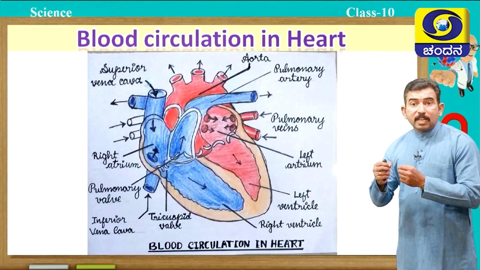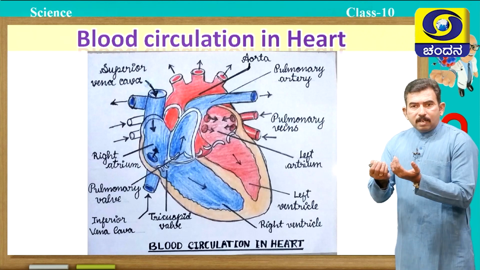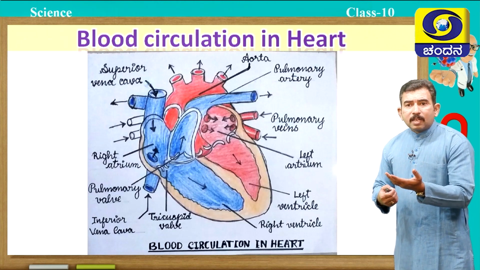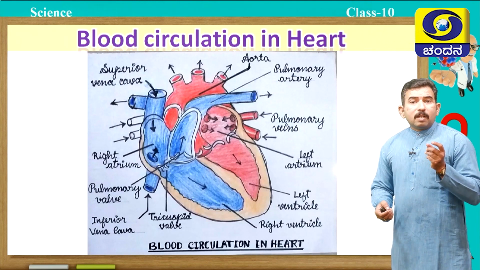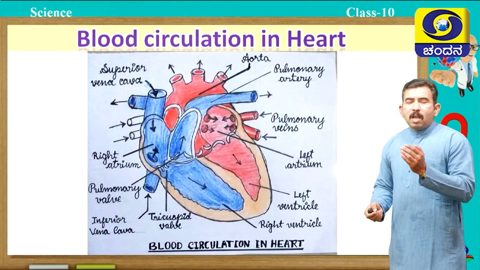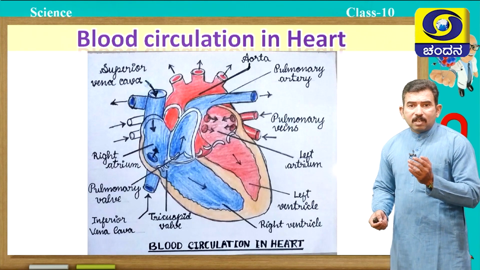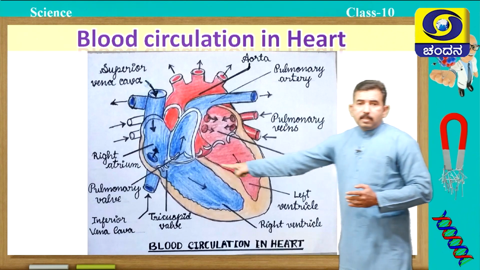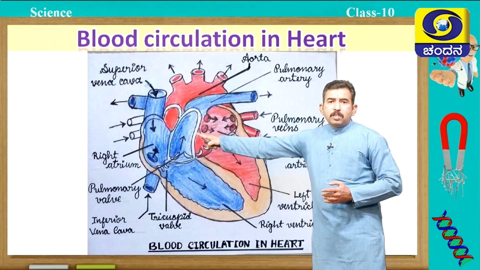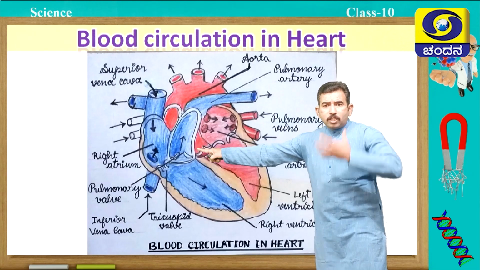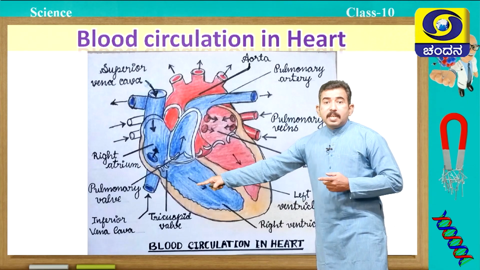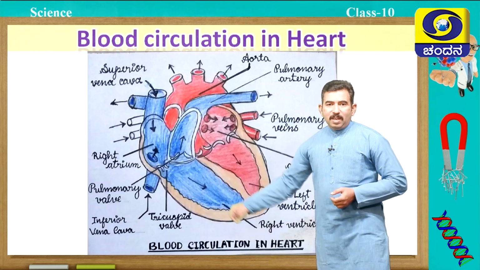Now an exchange takes place between the cells and the blood. Cells take up the oxygen and give back carbon dioxide and other waste materials to the blood. Now this deoxygenated blood, which is rich in carbon dioxide, comes back to the heart. How will it be transported back to the heart? Of course, you can observe here the superior vena cava and inferior vena cava. Remember students, the superior vena cava brings the deoxygenated blood from the upper part of the body, and the inferior vena cava brings the deoxygenated blood from the lower part of the body.